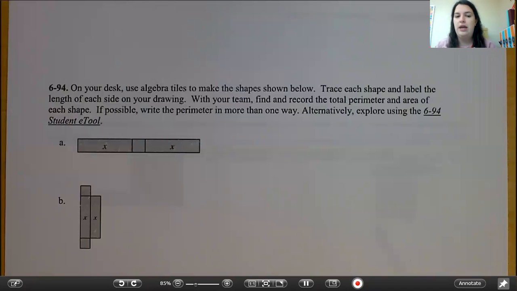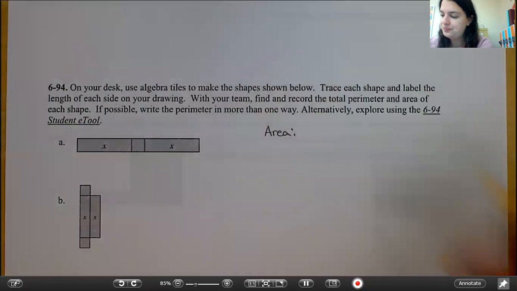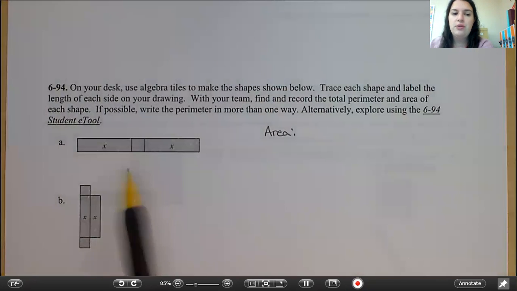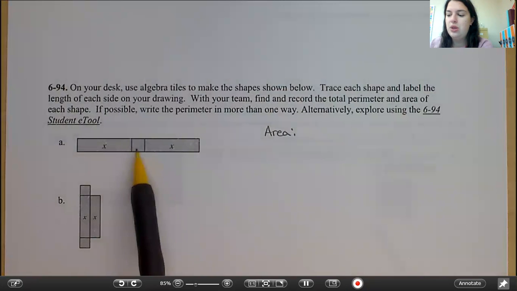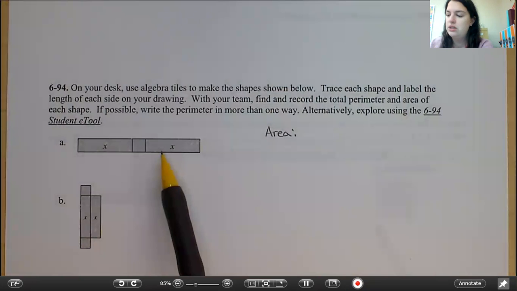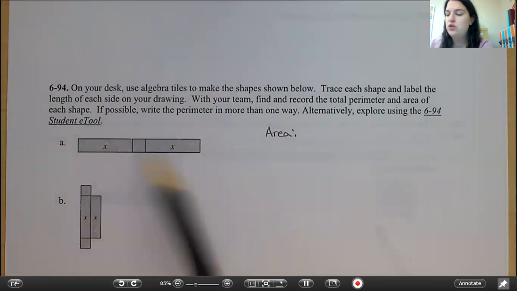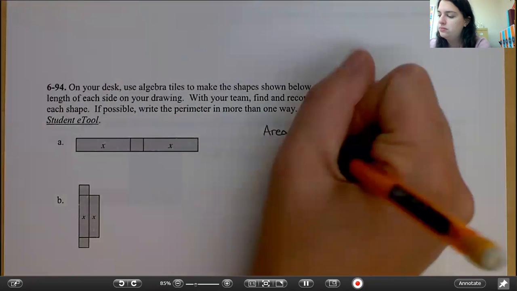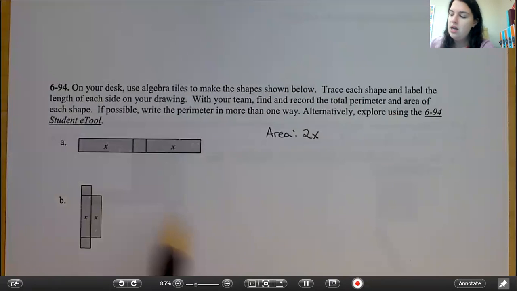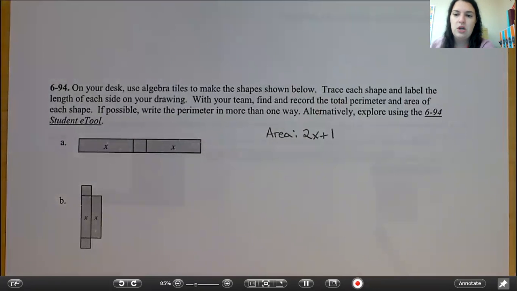So we're going to do A together. We need to do the area and the perimeter. So let's start with the area. When you're starting with the area, use the names of the tiles that you have. So we have the X tile, a unit tile, which is just one, and another X tile. So in total, we have 2 X tiles and 1 unit tile. So that's our area. We cannot do anything else.